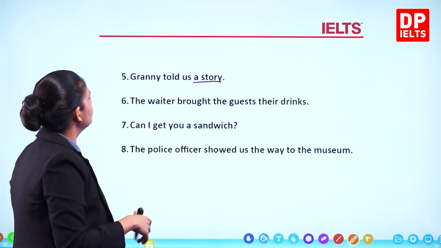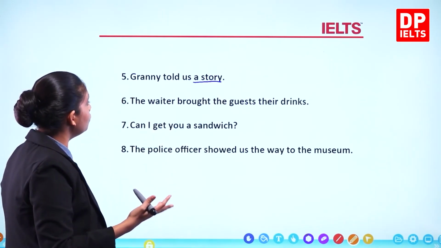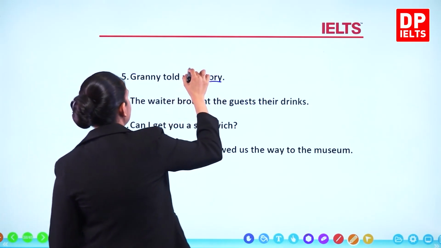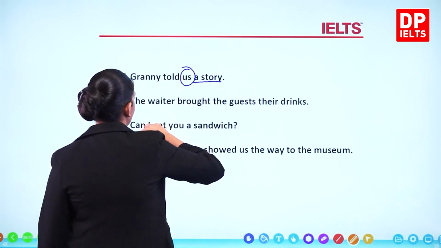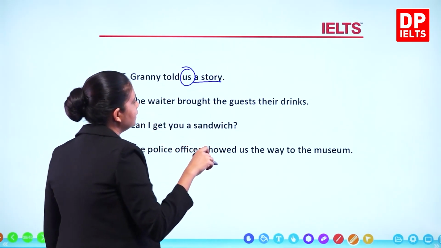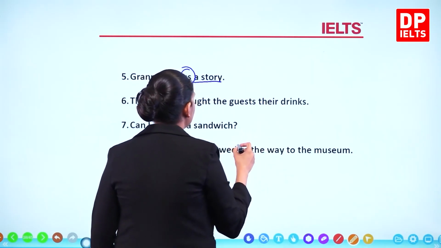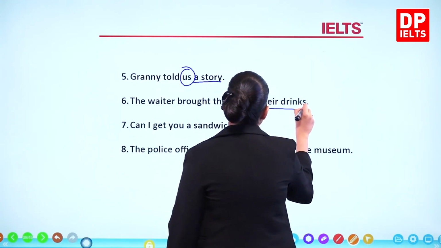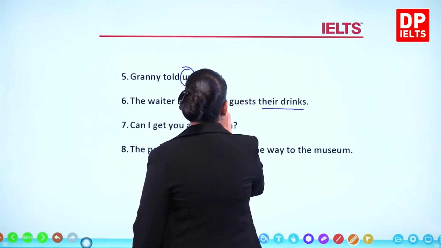Right? So there is, so to whom? Us. That is the indirect object. The waiter bought the guests their drinks. What did he bring? Their drinks. To whom? The guests.